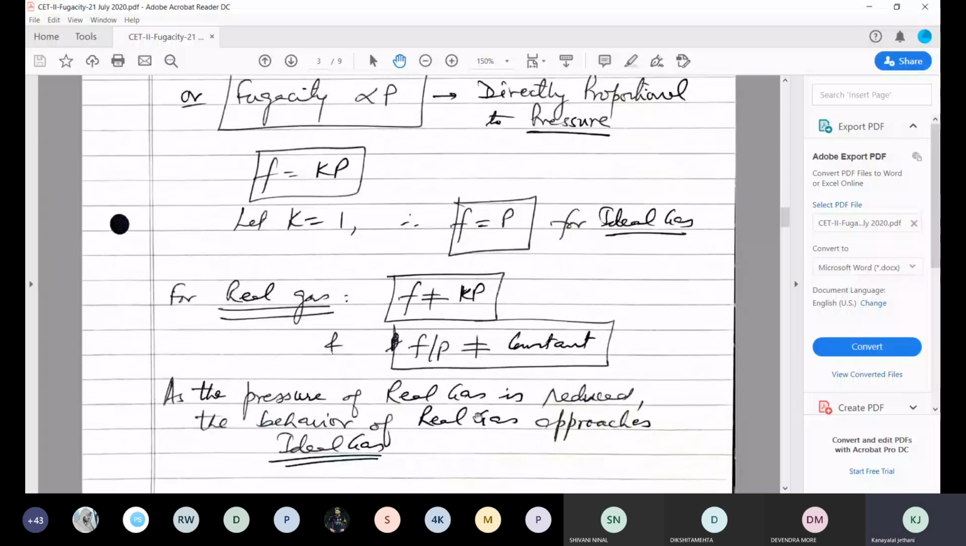So as the pressure is reduced, the behavior of real gas approaches ideal gas. That means, I gave you an example last week, right? Or 2 days ago. When the pressure is high, the molecules are closer to each other. When they are close to each other, the force of attraction and repulsion is very strong. And that is why you cannot use the pressure as an indicator of mechanical equilibrium. Right? So when the pressure is reduced to 0 or 1 atmosphere, the molecules are quite far apart. The force of attraction and repulsion are not strong, and it behaves like an ideal gas. Any real gas will behave like an ideal gas at low pressure.